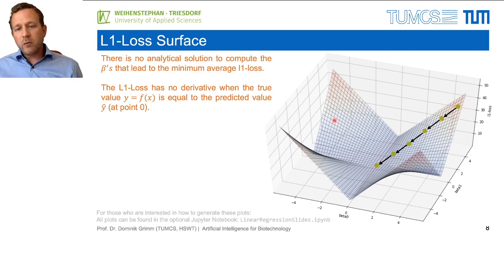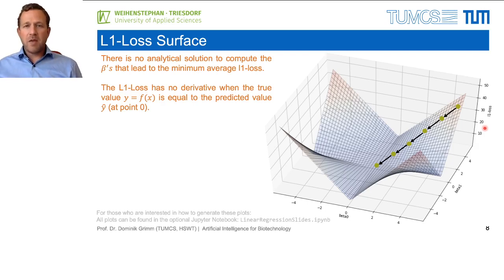So when we are somewhere here on the borders, we like to go down the gradient until we reach the minimum of the function. That's the beta values that lead to the minimal loss. However, there's one problem with this absolute error. There is no analytical solution to compute the betas. Why is this the case?